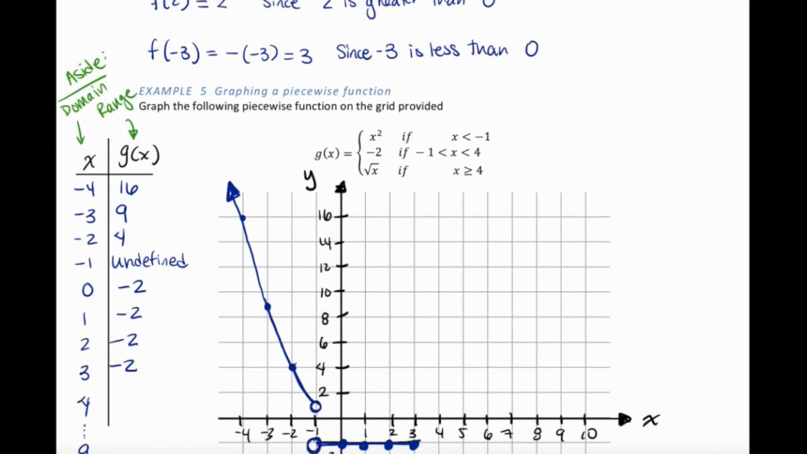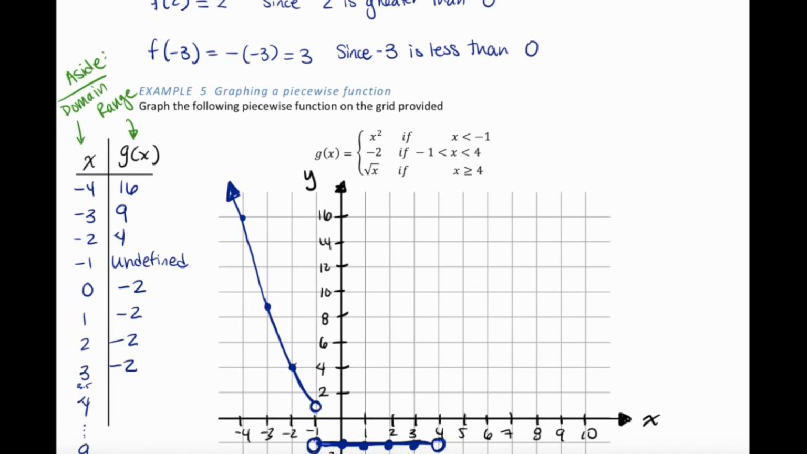And now we do need to go all the way to 4 because we can have an input of, say, 3.5 or 3.75. We could even do 3.99, and 3.99 is less than 4. So this would give us an output of negative 2, so we should have an open dot here at 4. Remember, just because negative 1 and positive 4 are not included in this second definition doesn't mean we stop here. Keep going until these endpoints and just use open dots there.